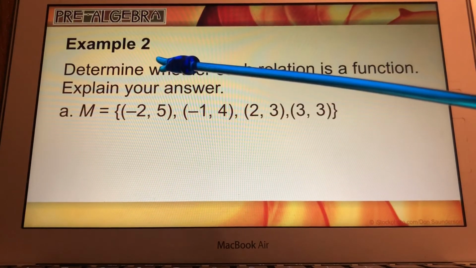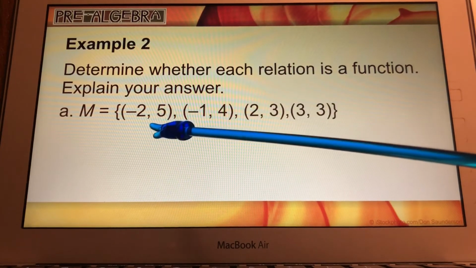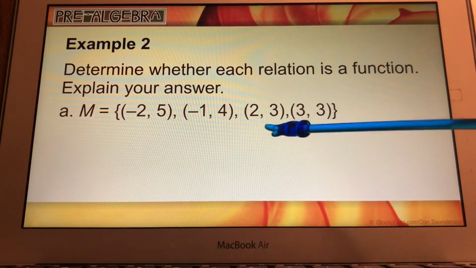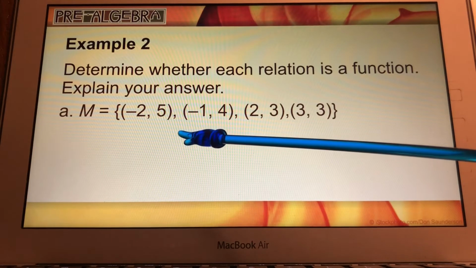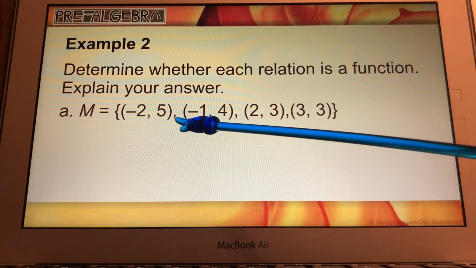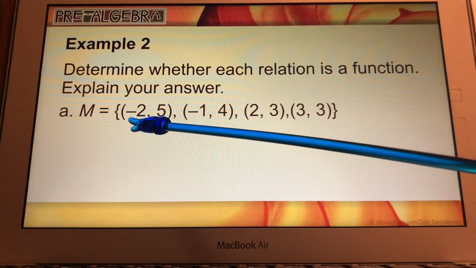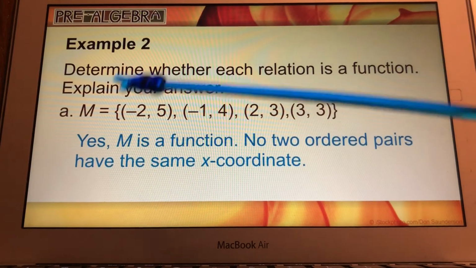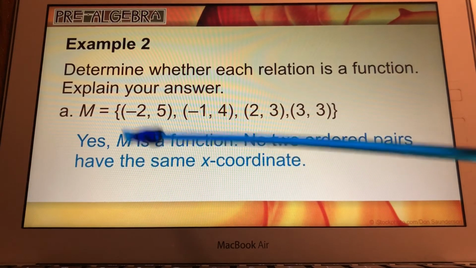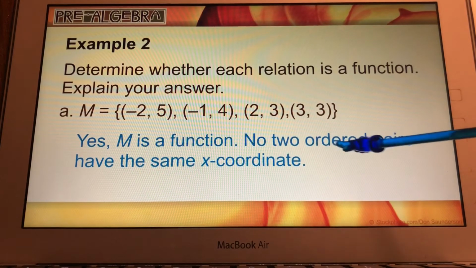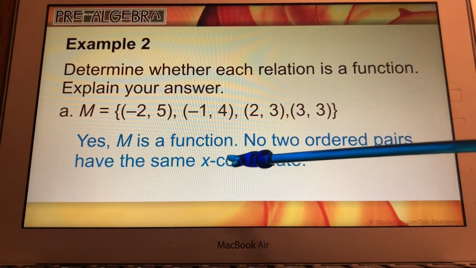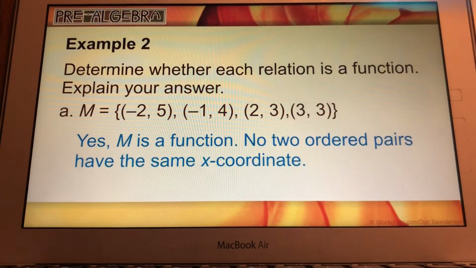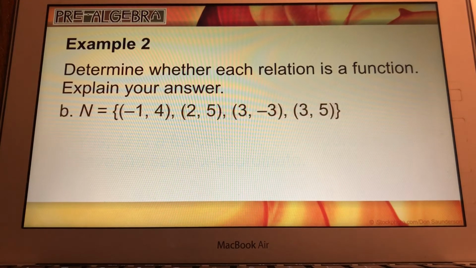Now here, it says determine whether each relation is a function and explain your answer. So again, we're going to take a look at each of these sets of ordered pairs, and we're going to see whether or not this is a function. Okay, so a function means, are there any coordinates that are repeated? Yes, relation M is a function because no two ordered pairs have the same x. In other words, the x's are not repeated. They're all unique. And that's what makes it a function.